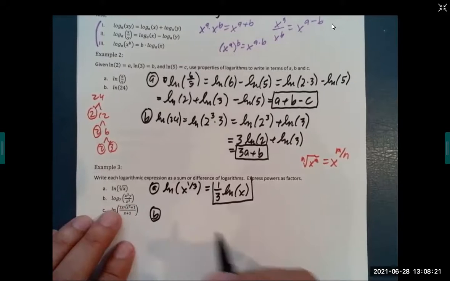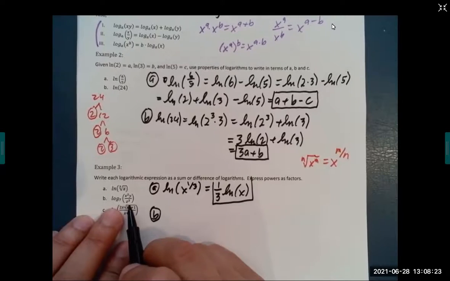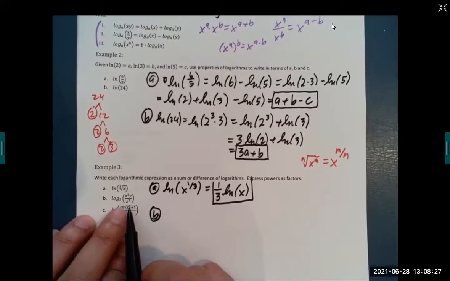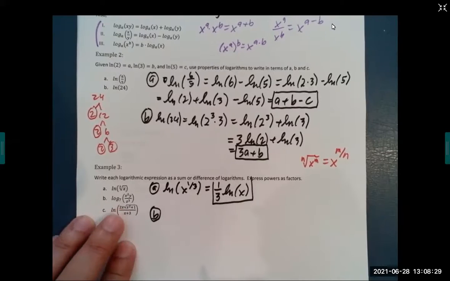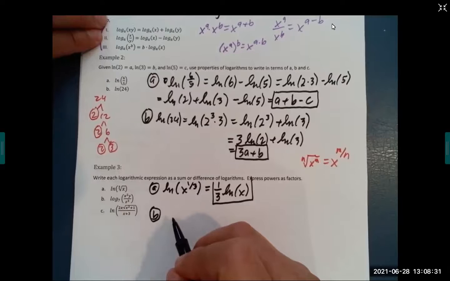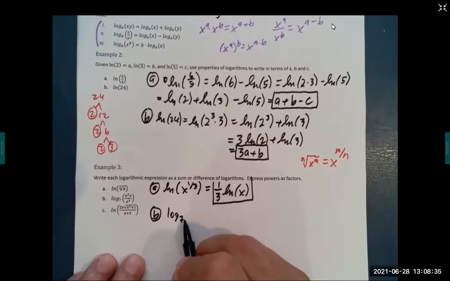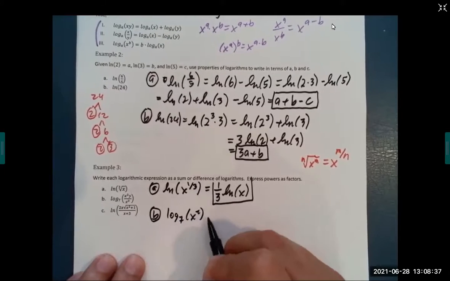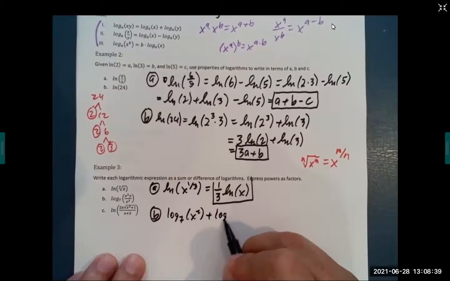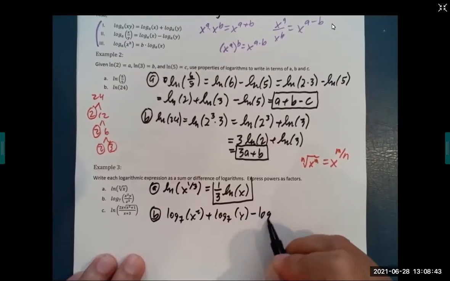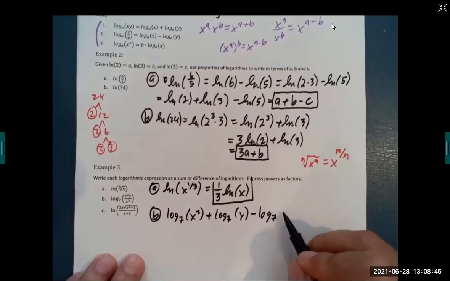All right, so first off, I'm going to notice I'm multiplying the x squared times the y, and we're dividing by the z to the 3rd. So I'm going to use these two rules first and sort of unpack those. So log base 7 of x squared plus log base 7 of y minus log base 7 of z to the 3rd.